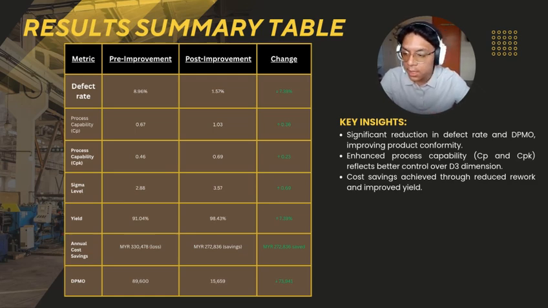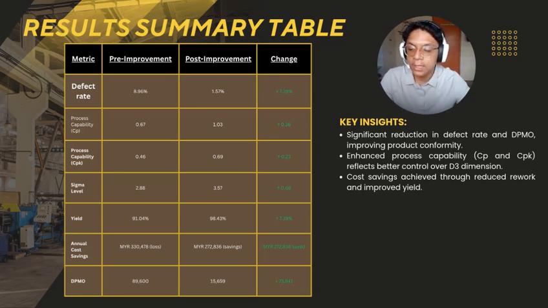The sigma level, a measure of process quality, rose from 2.88 to 3.57, getting us closer to Six Sigma standards. Our yield increased from 91.04% to 98.43%, meaning nearly all profiles now meet customer specifications. Financially, this is a game changer. We turned an annual loss of MYR 330,000 due to rework into savings of MYR 272,000. Finally, the DPMO, defects per million opportunities, dropped from 89,600 to 15,659, showing a significant reduction in errors.